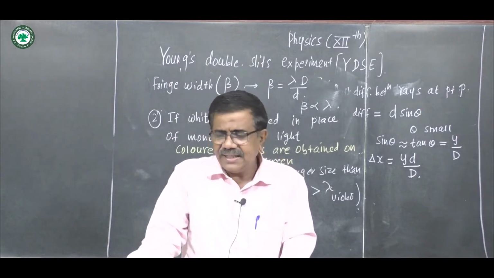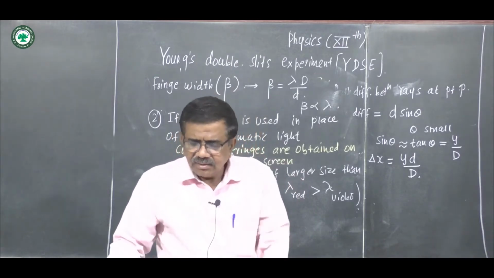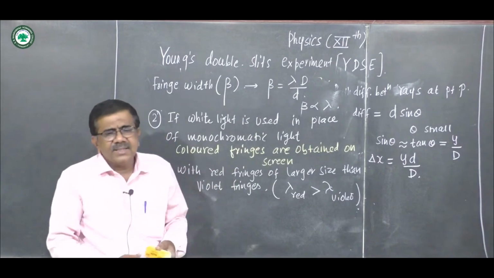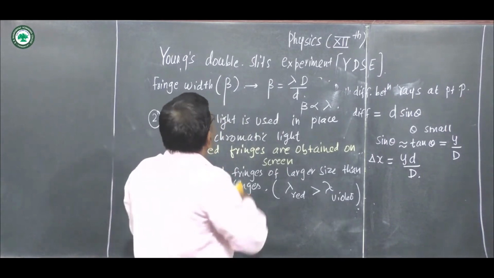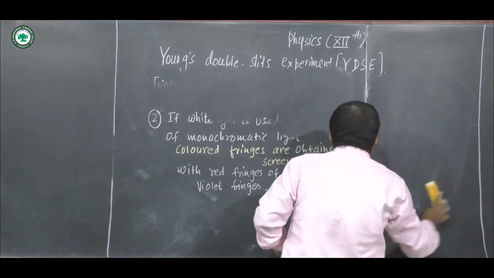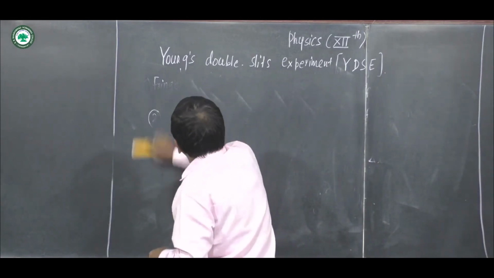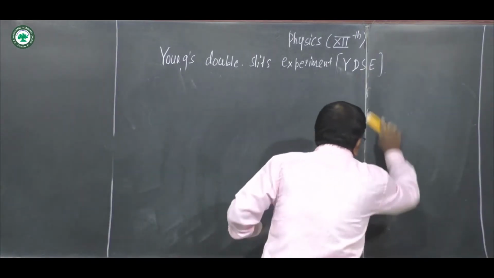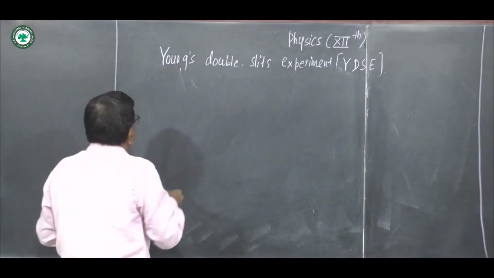Center fringe is bright, but the other fringes are colored. Then one important point: we find the angular width of the fringe. We know fringe width. Now we find the angular width of the fringe in Young's double slit experiment. The formula is important for the numericals.